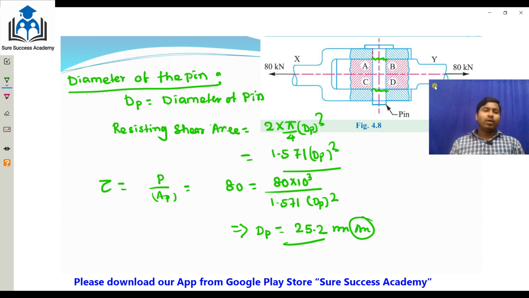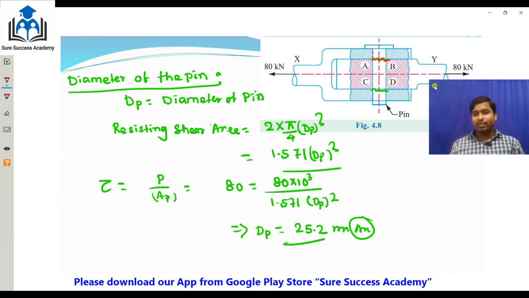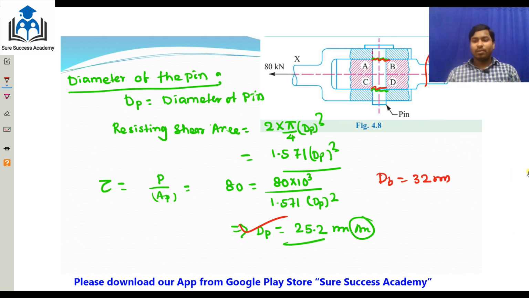So what you got here is that the pin will shear off by the shear stress, shear resisting area, and the bar will fail with the tensile forces. So the diameter of the bar we got is 32 mm, and the diameter of the pin we got is 25.4 mm.